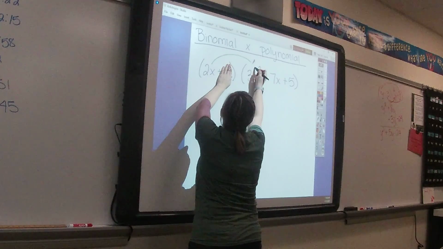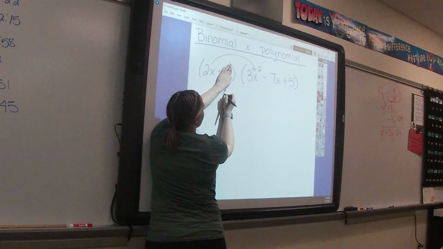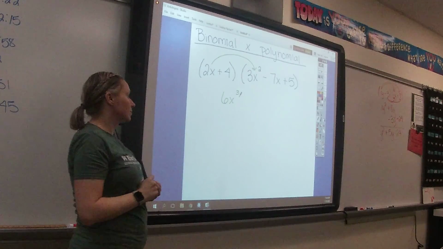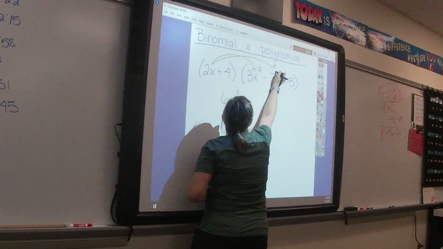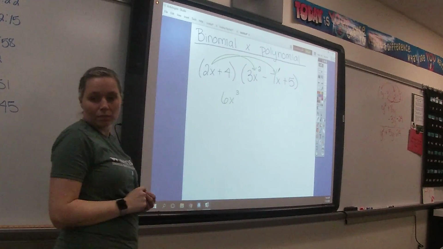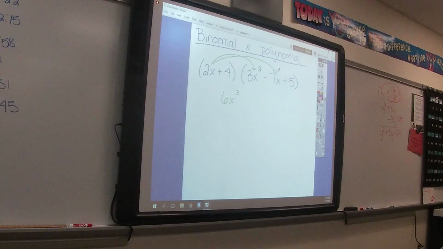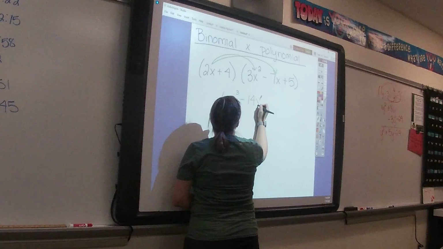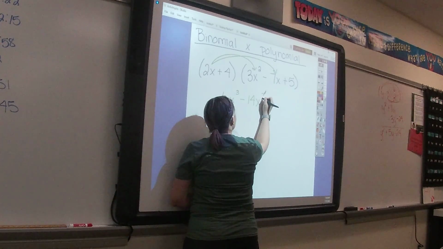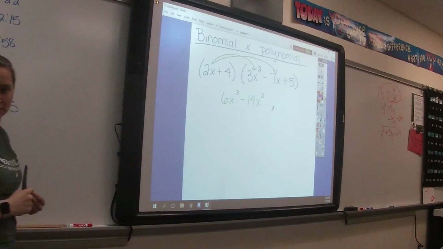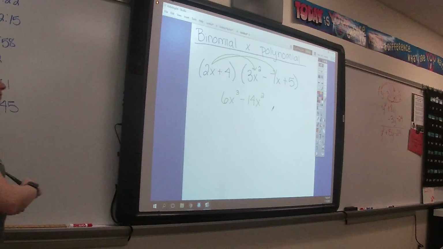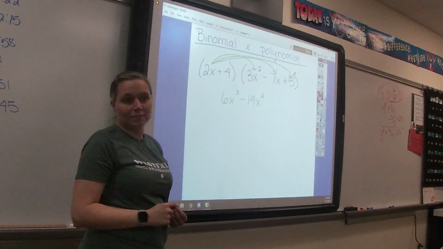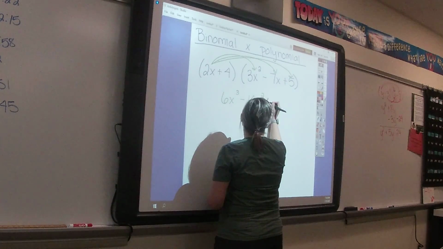Okay, so 2x times 3x squared is 6x to the third. 2x times a negative 7x gives us negative 14x squared. 2x times 5 gives us 10x.